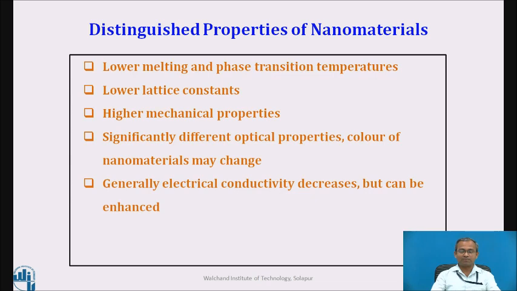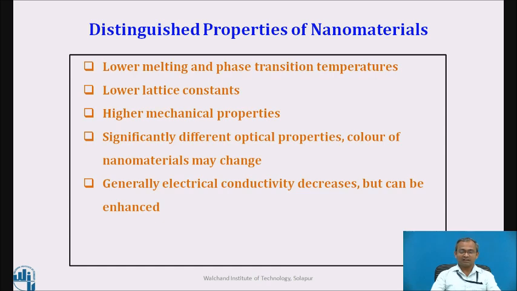Optical properties of nanomaterials are significantly different from their corresponding bulk materials. The color of nanoparticles may change with their cluster sizes. For example, nanoscale gold particles can be orange, purple, red, or greenish depending on the size of the clusters.